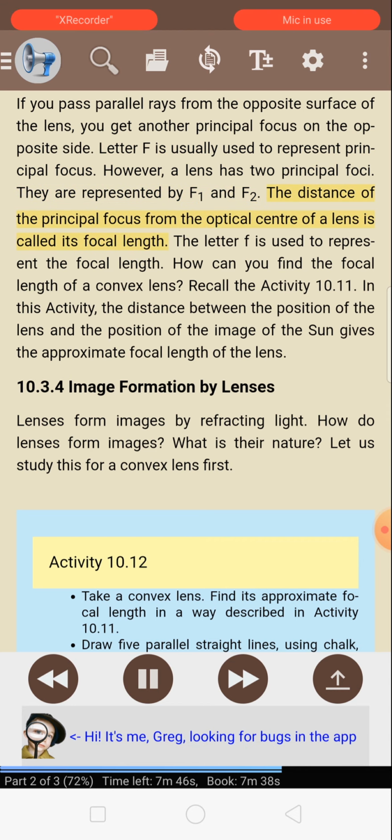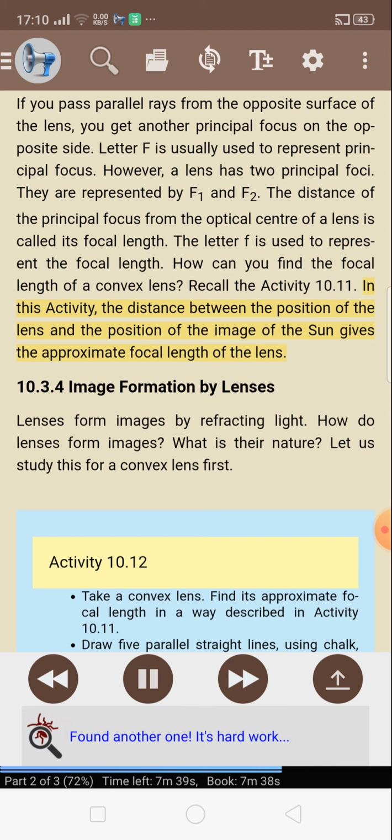The distance of the principal focus from the optical center of a lens is called its focal length. The letter f is used to represent the focal length. How can you find the focal length of a convex lens? Recall Activity 10.11. In this activity, the distance between the position of the lens and the position of the image of the sun gives the approximate focal length of the lens.